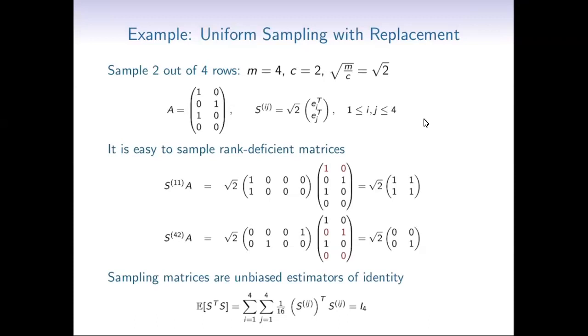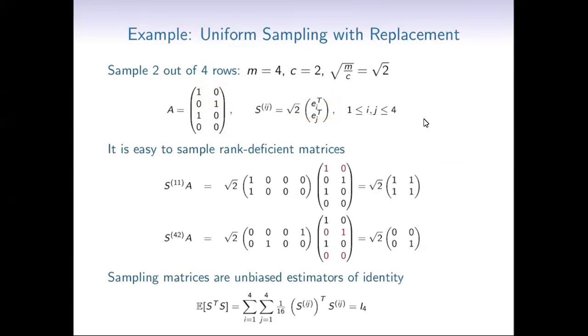So here's another baby example again. Here's the matrix again. Clearly, it has non-linearly independent columns. I want to sample 2 rows of this matrix independently and with replacement. So M over C here is 4 over 2, which is square root of 2. And I can choose any row of the 4x4 identity matrix here, any row of the 4x4 identity matrix here.